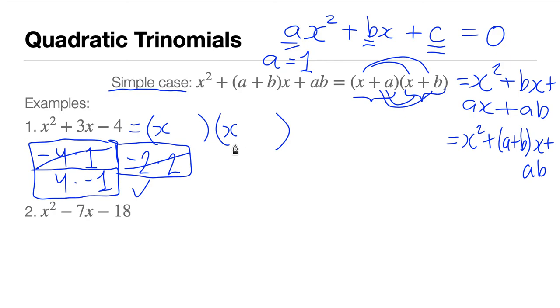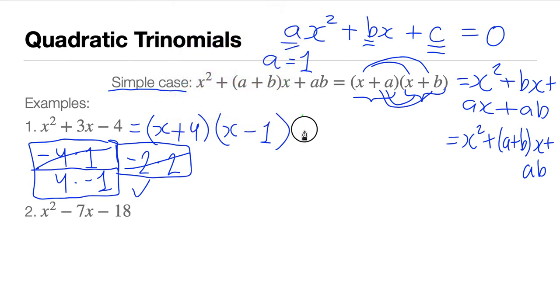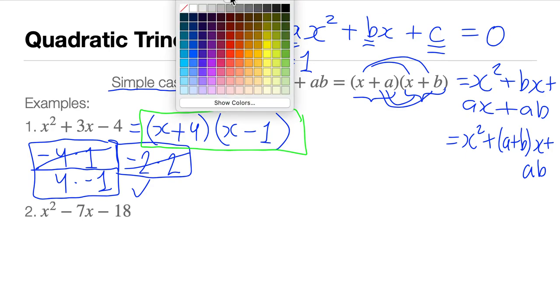So what are the two terms here? It should be x plus 4 and x minus 1. And those are it. Okay, so those are the answers for our number 1: x plus 4 and x minus 1. Okay, that is how we factor. Okay, let's have another example in number 2.